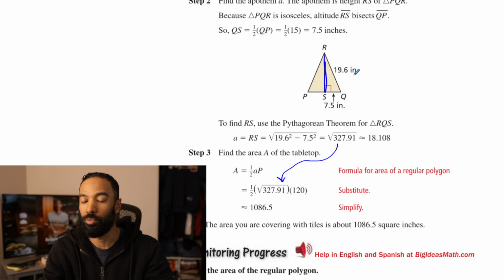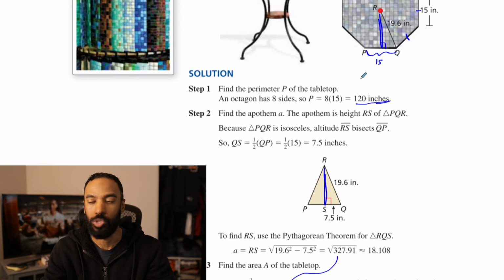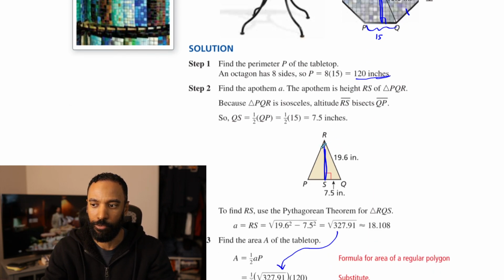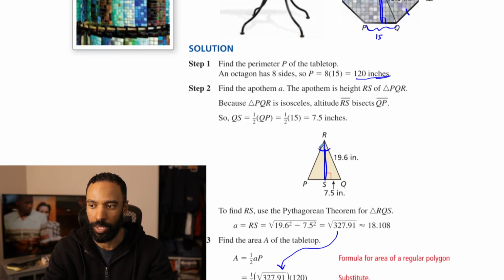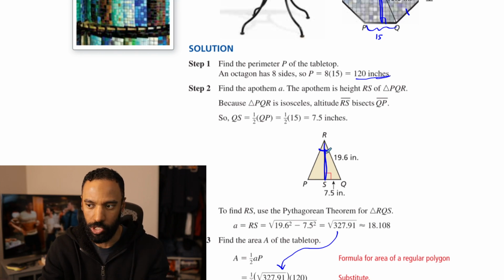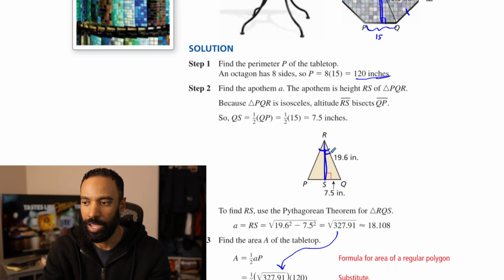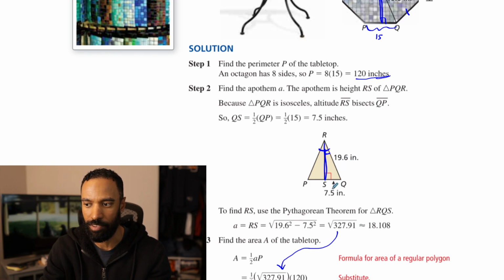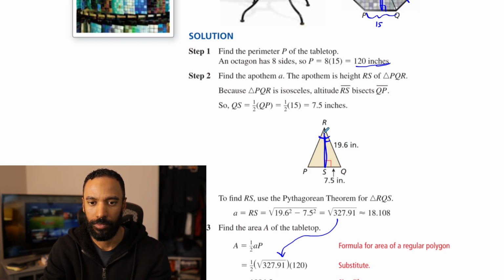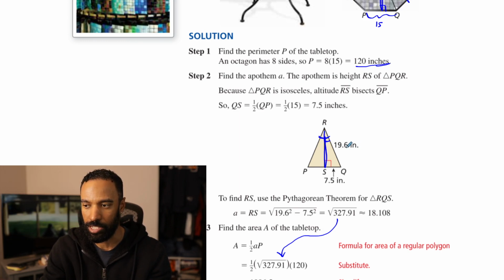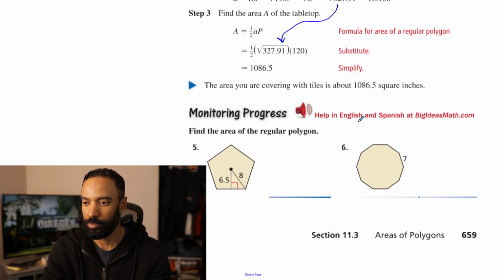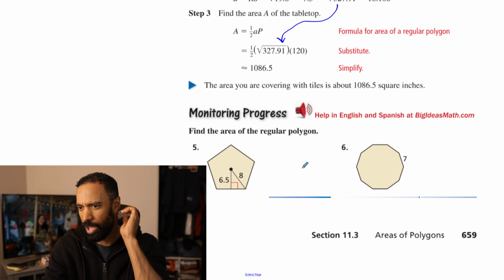Now, I said there's more than one way they could have found the apothem. You already know it's a regular octagon, so you can divide 360 by 8 and get 45 degrees. That would be the entire central angle. Half of 45 is 22.5. That would just be this angle here. And then you could use trig, sine, with this 19.6 and get that 7.5 value as well. Excuse me, cosine. You want to get the apothem value from the 19.6. Either way, you'll get around that 18.108 value, and it works. It's more monitoring progress stuff. I'll leave it to that.